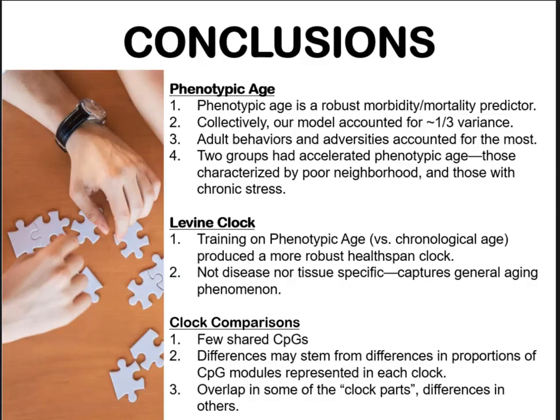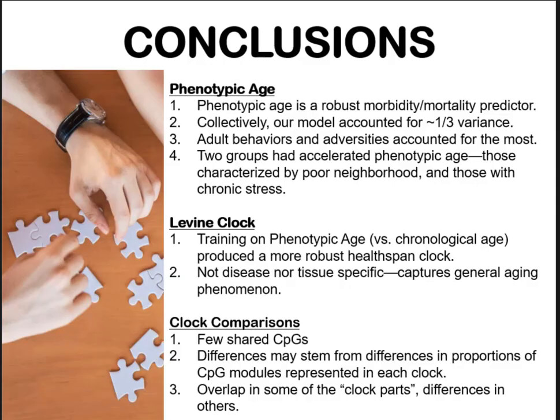Even among all 11 clocks, there's very few CpGs, or at least types of signals, that are shared among the clocks. And we think that really the differences in how the clocks are performing as biomarkers are stemming from differences in proportions of different types of CpGs. So they're capturing different aging signals. That's why some are performing better. But there is some overlap in the clocks.